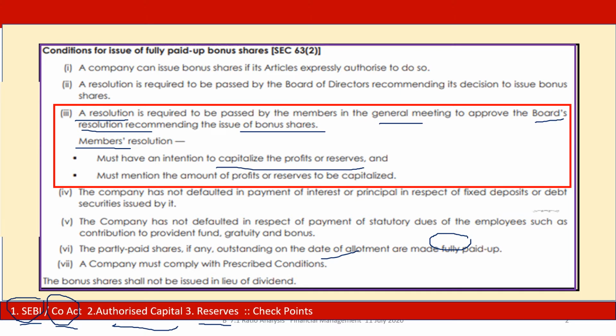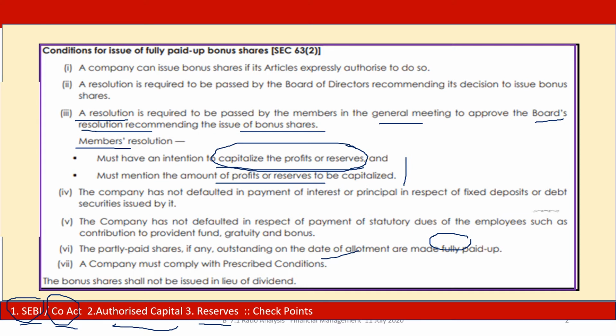Issue of bonus shares means the company doesn't receive money, it just converts reserves into capital. That is why it is known as capitalizing the reserves. Converting reserves into capital is capitalizing. And it must mention the amount of profits or reserves to be capitalized. Means the resolution of the members should be specific in terms of what is to be done and what is the quantum. This is section 63 subsection 2.